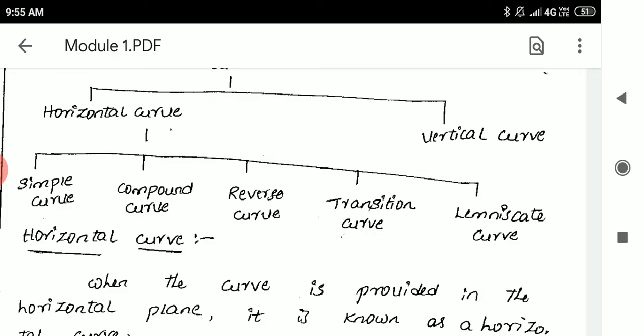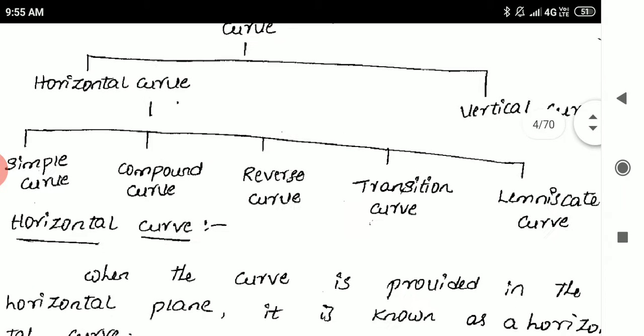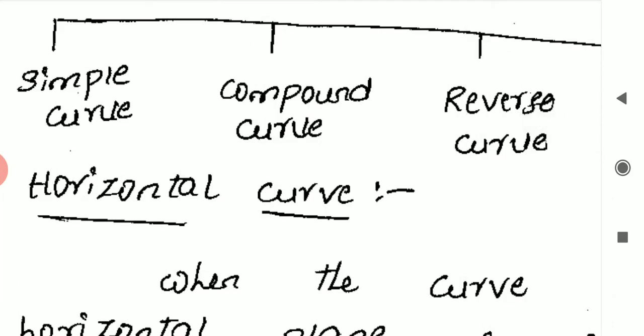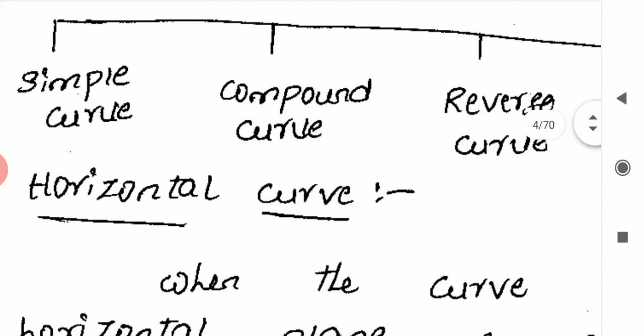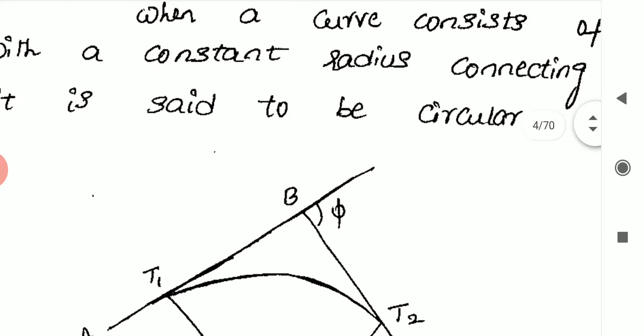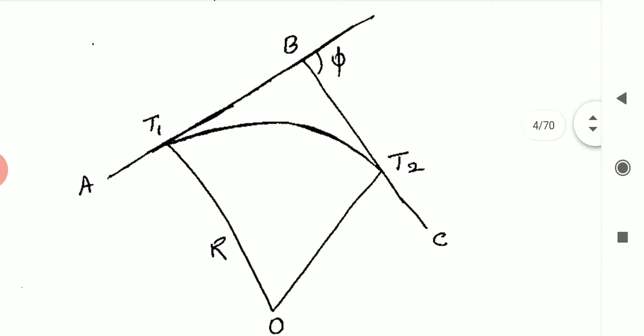Okay, horizontal curves. When a curve is provided in the horizontal plane, it is known as a horizontal curve. In horizontal curves, the first type is the simple curve, the simple circular curve.